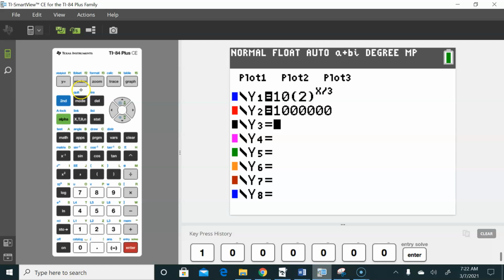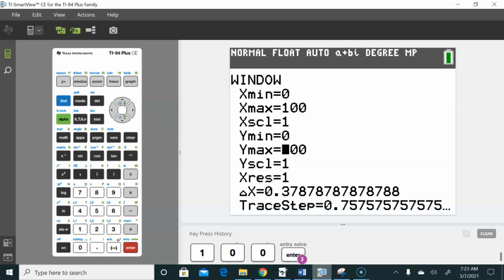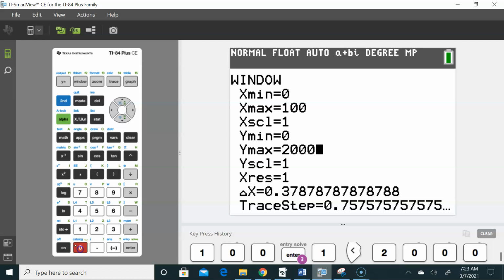Now I better choose a window, and I'm thinking, I don't know if 50 is going to be enough. It's going to be close. I'm going to go to 100. My y max has to be more than a million. Now let's just make it 2 million. Makes my life easy.